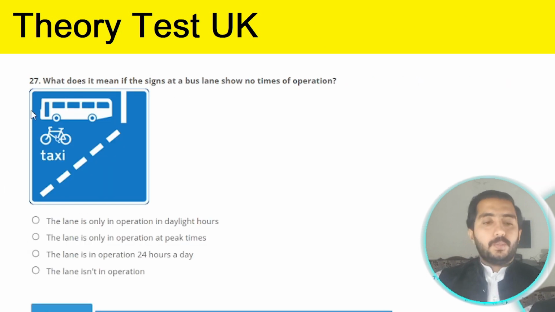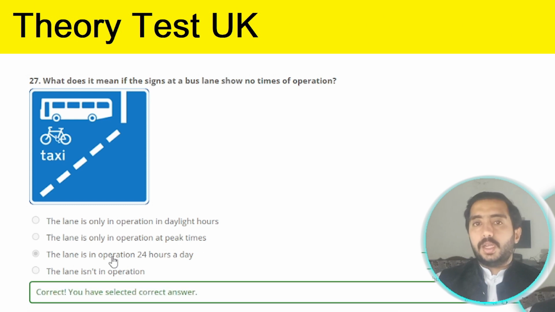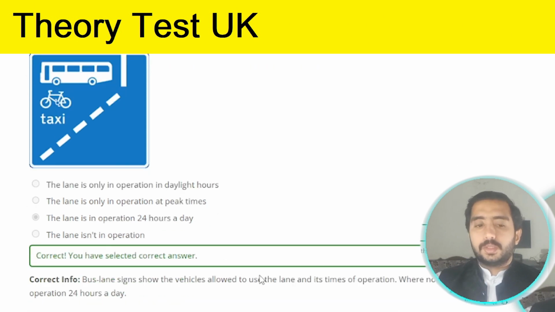Next question. Question 27. What does it mean if the sign at the bus lanes shows no time of operation? The correct option is the lane is in operation 24 hours a day. Option C is the correct option.